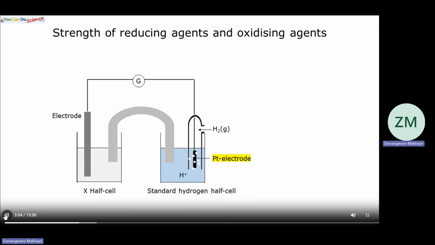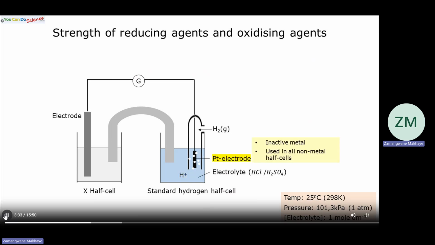Because hydrogen is a gas, a platinum electrode is used over which the hydrogen gas bubbles at standard conditions, namely a temperature of 25 degrees Celsius, a pressure of 101.3 kilopascal, and the concentration of the electrolyte is 1 mole per cubic decimeter. Hydrochloric acid or sulfuric acid is used as an electrolyte. Platinum is a non-reactive metal and is used in all non-metal half cells.